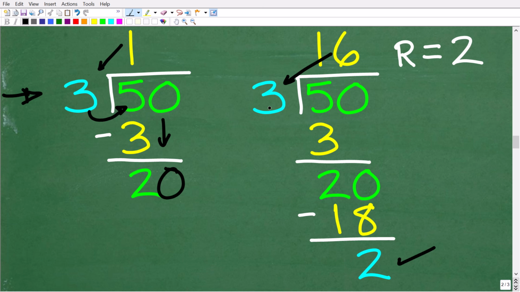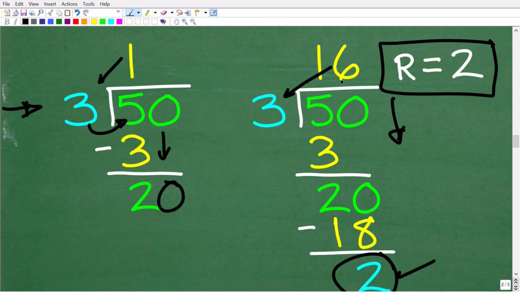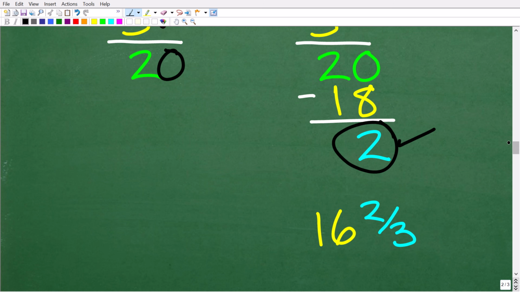So then we ask ourselves, can 3 go into 2? No, 3 cannot go into 2, and we have no more digits to drop down. So this is our remainder. So we don't want to express our final answer with this remainder. We want to write it as a mixed number fraction. So how do we do that? Well, the answer is 16 2/3.